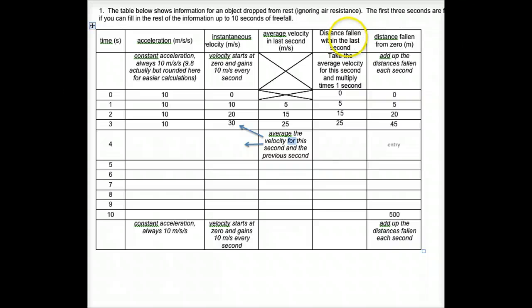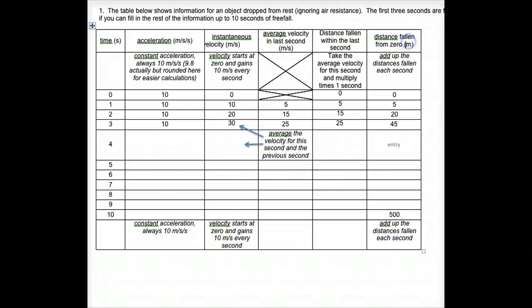Distance fallen within the last second. We take the average velocity and we multiply times 1. So you see the pattern here. Here's our average velocity, and this is the distance fallen just within that last second. So 5, 15, 25, I think you see the pattern here.